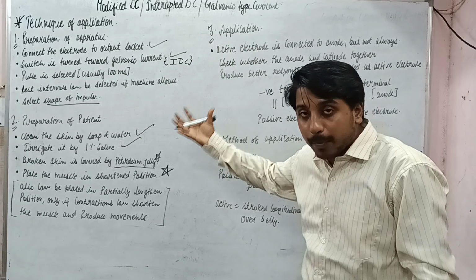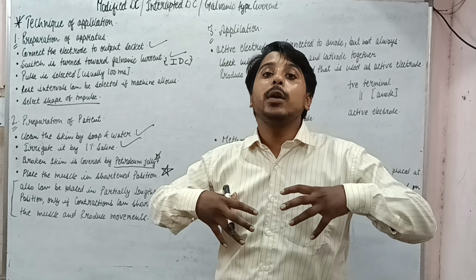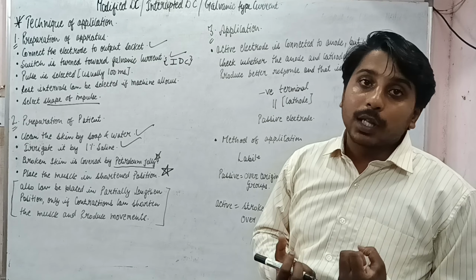That is, the contraction produced by galvanic current is good enough to produce the movement. That is what I have explained in the previous part, that the contraction of the denervated muscle is a slow, worm-like contraction. So that is why it is placed in a shortened position, and if the contraction is good, you can place it in the lengthened position. Next is the application. Again, it is simple.